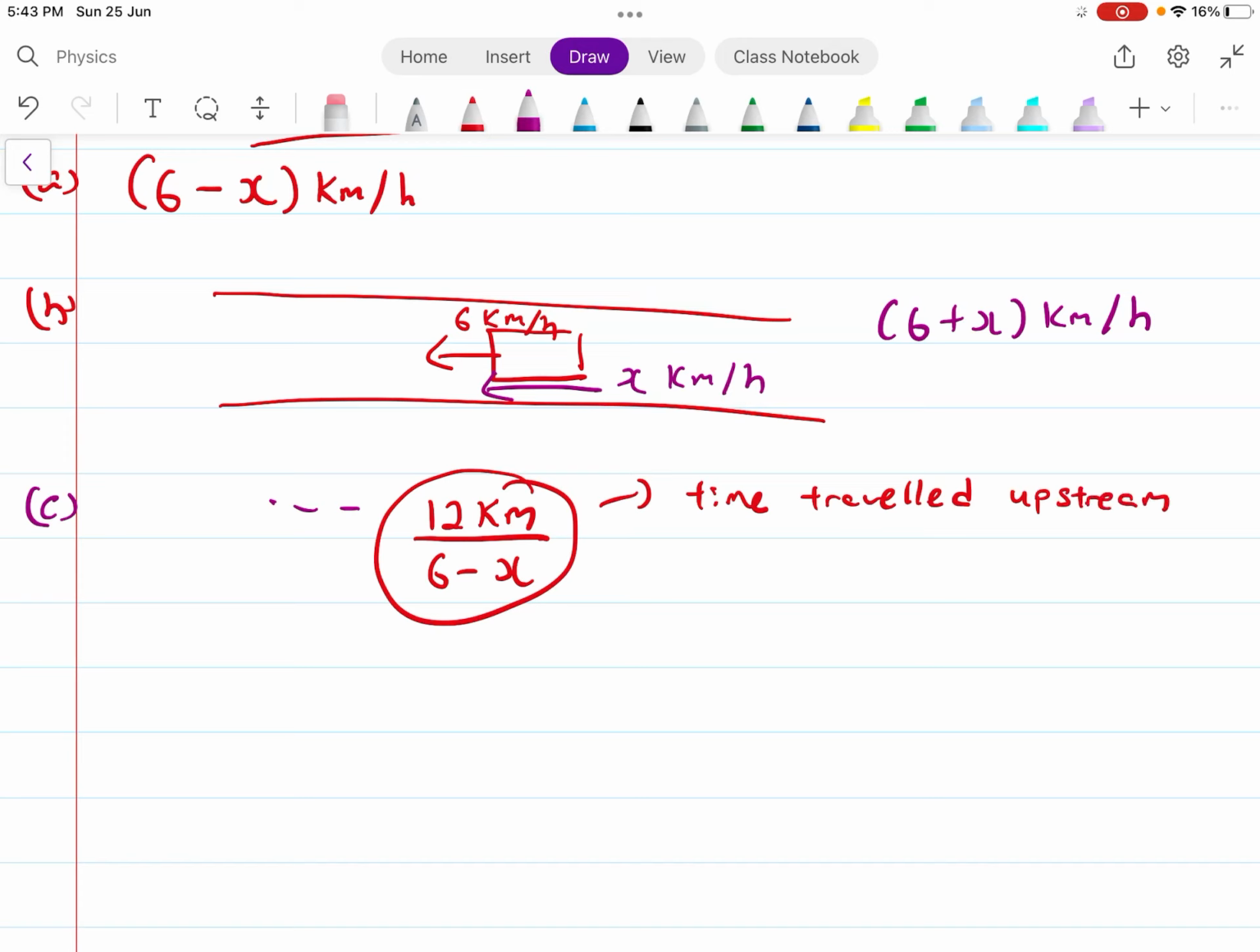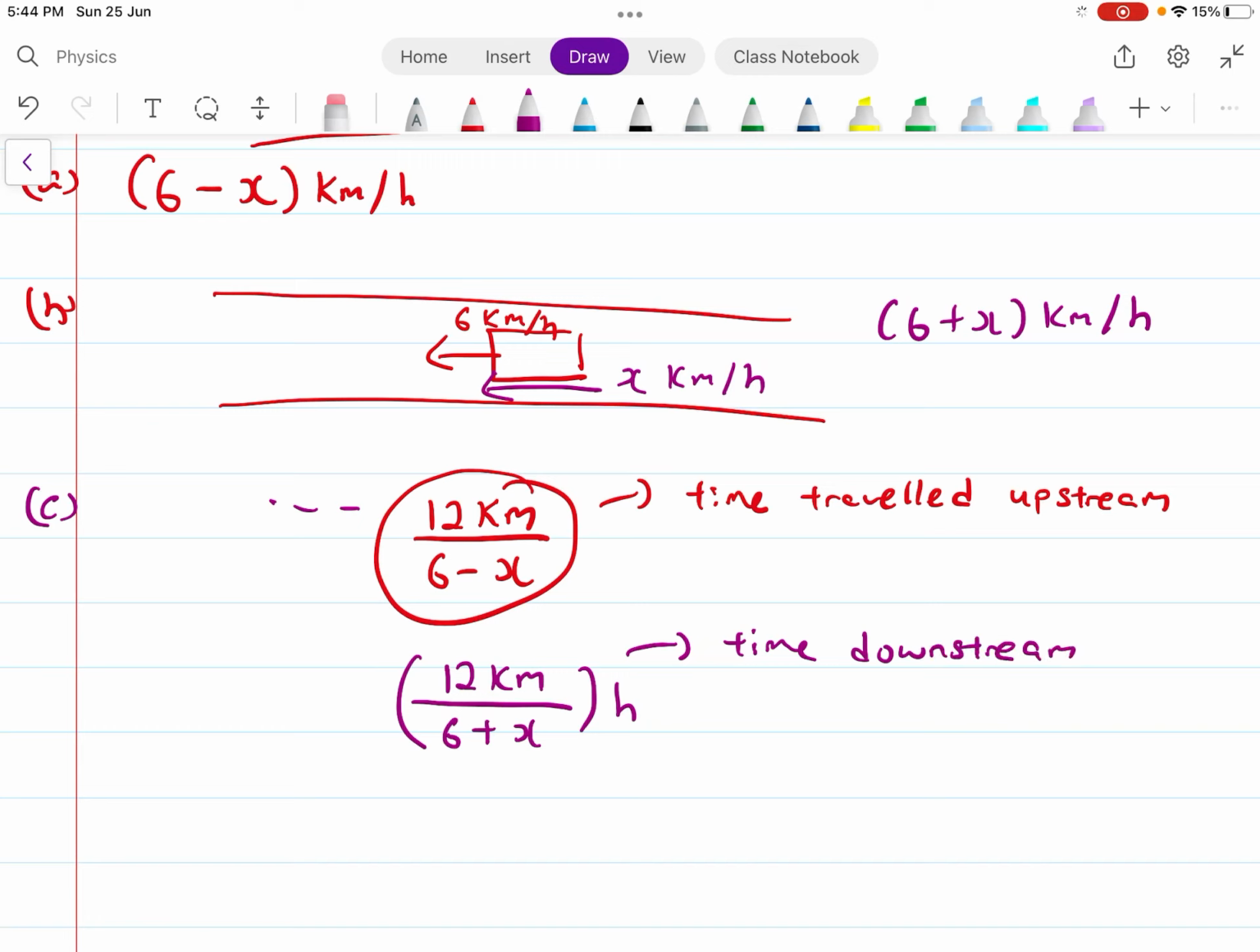Okay, next will be downstream. Downstream, I also travel 12 km. I divide by the speed because I want to find the time. Total distance divided by the speed will give me the total time. So what I'll get is 12 over 6 plus x. This will be the time traveled downstream, in terms of hours.